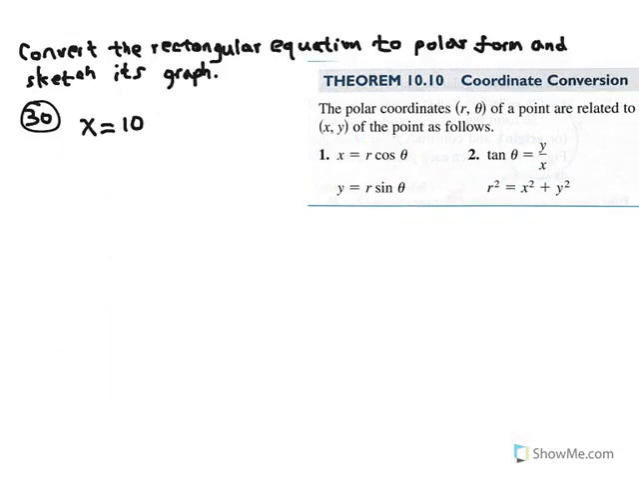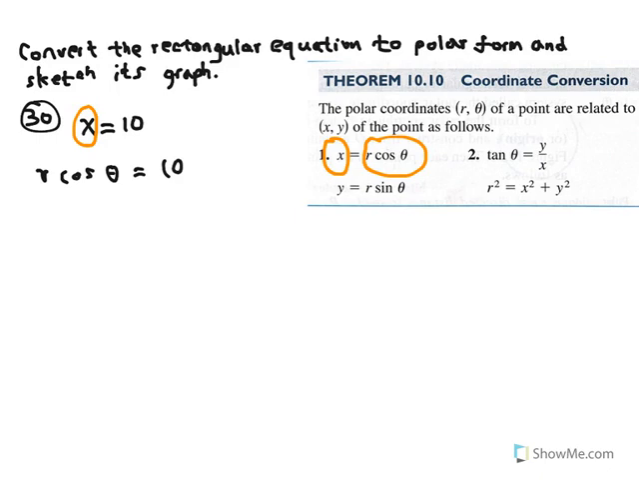So we have number 30 here. Convert the rectangular equation to polar form and sketch its graph. So our rectangular equation is x is equal to 10, and if you want to convert that to polar form, you're going to use this coordinate conversion equation. x is equal to r times cosine theta. So you can replace x here with r times cosine theta, and you have r times cosine theta is equal to 10.